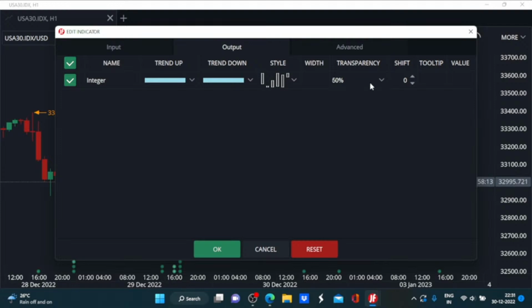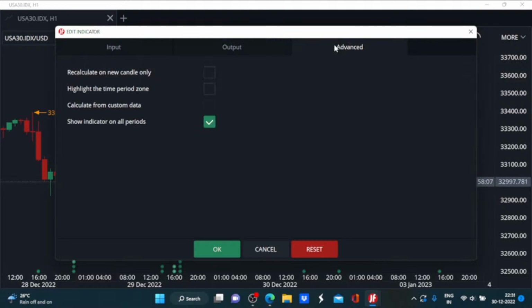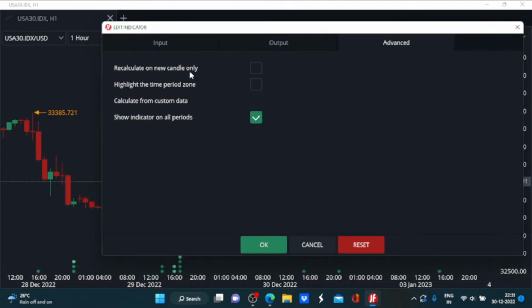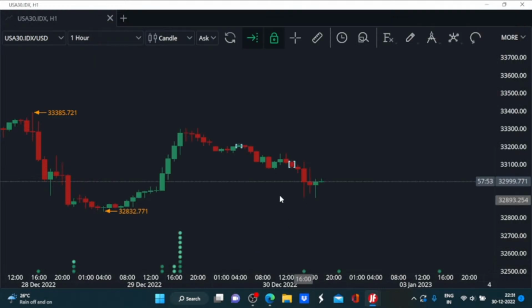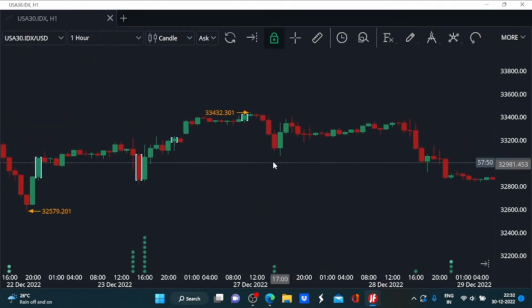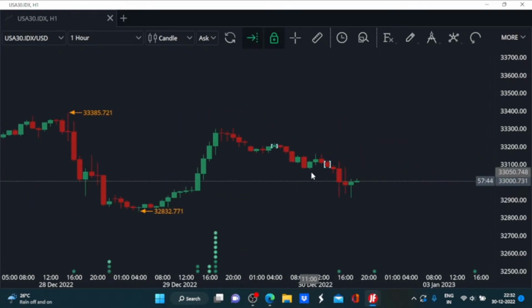Okay, pick shift advanced. We calculate on new candle only. If you want to opt for recalculate on new candle, then this formation is going to take shape at the start of the new candle and it will remain constant throughout that.